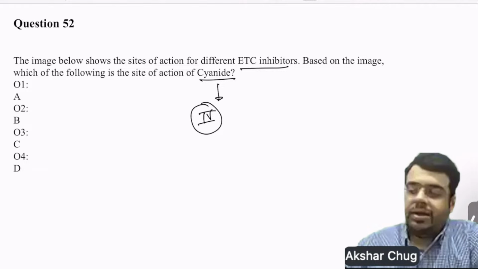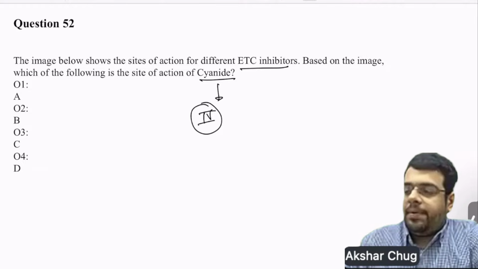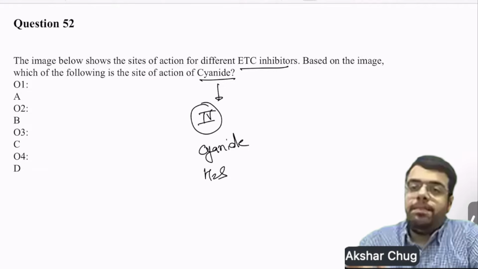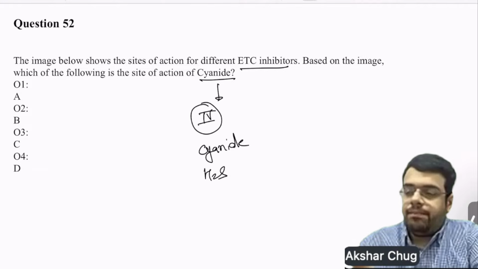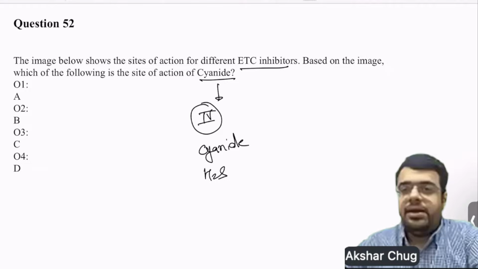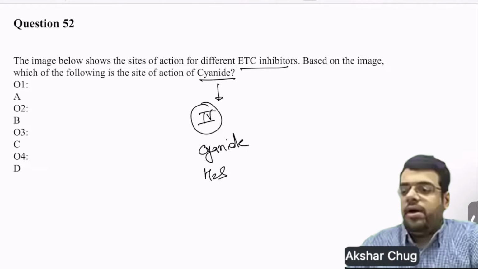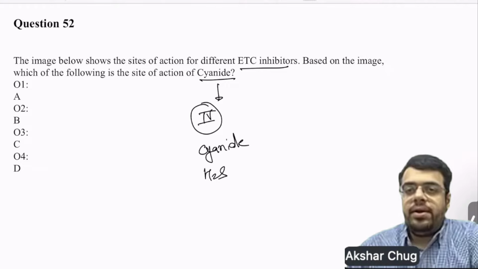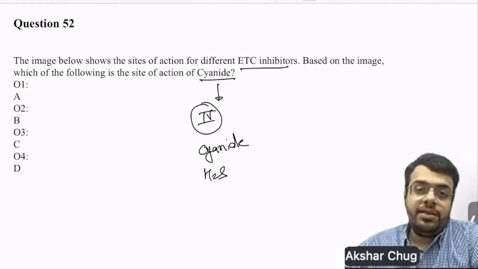asked. You can easily remember that complex 4 is inhibited by all the gaseous inhibitors such as cyanide and hydrogen sulfide, right? So basically these gaseous inhibitors will inhibit complex 4, whereas oligomycin will inhibit complex 5. Rotenone and other related drugs will inhibit complex 1.